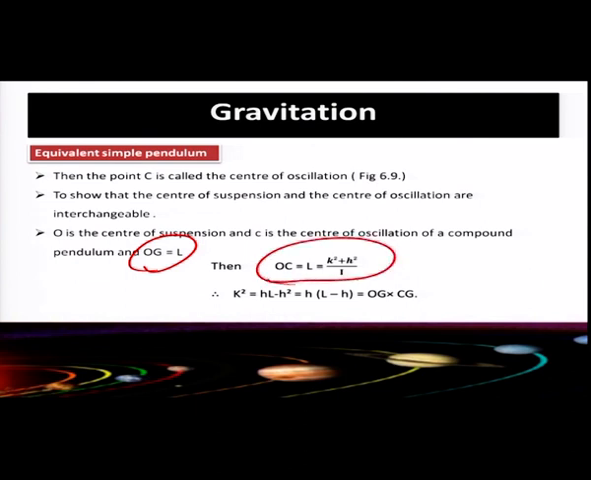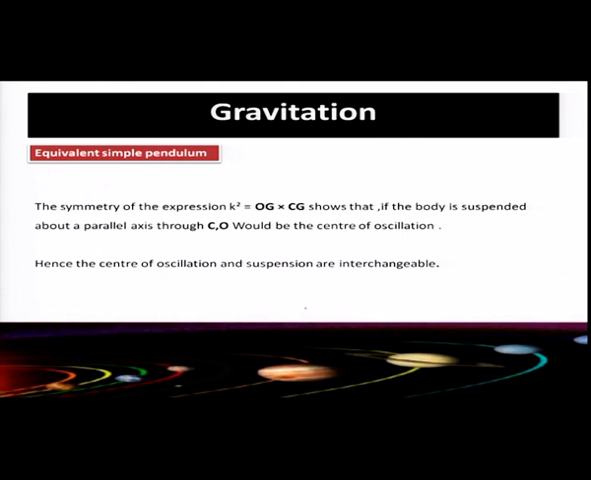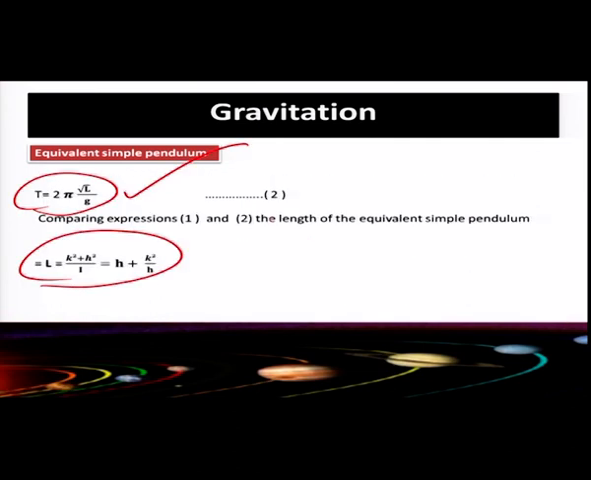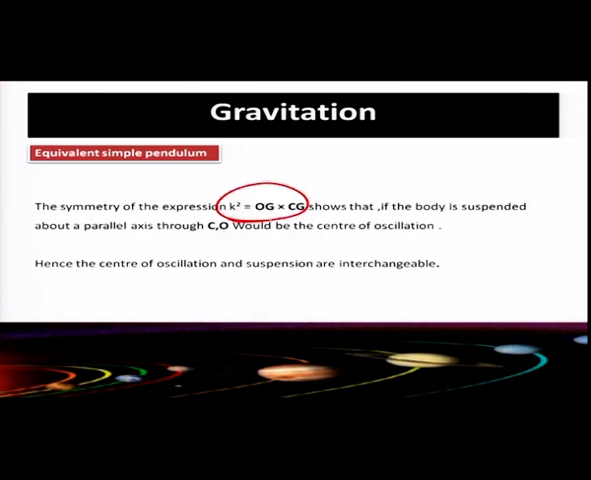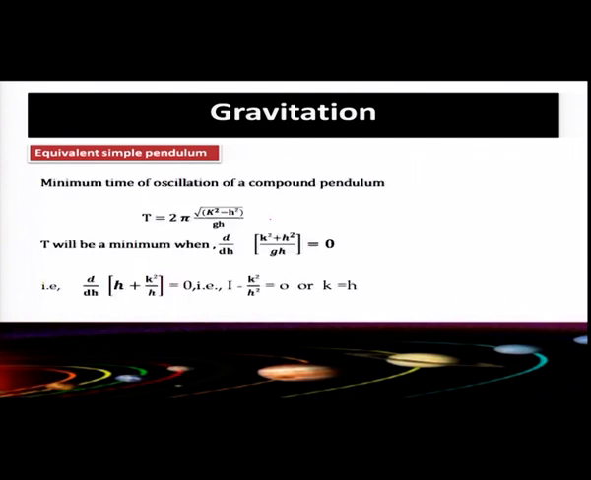plus l is equal to k squared plus h squared by h. Therefore, simplifying we get k squared equal to OG into CG. Therefore, the symmetry of the expression k squared is equal to OG into CG shows that if a body is suspended about a parallel axis through C, then O would be the center of oscillation. So, from this we can conclude that the center of oscillation and suspension are interchangeable.